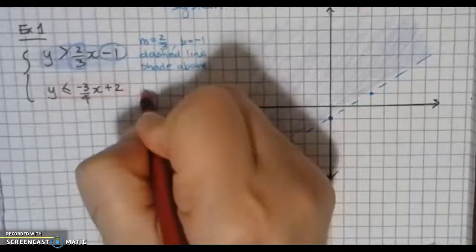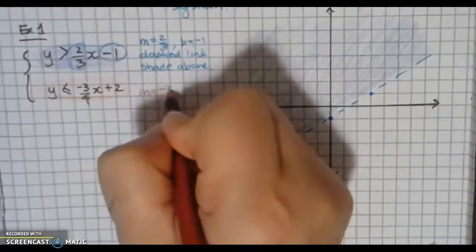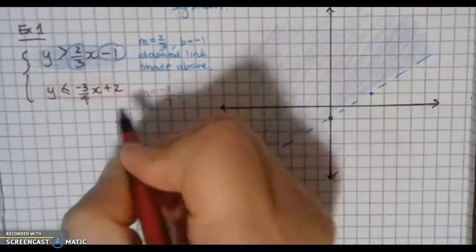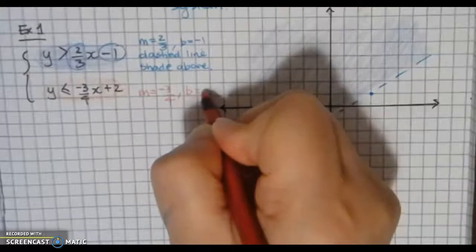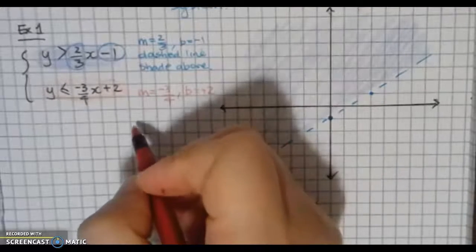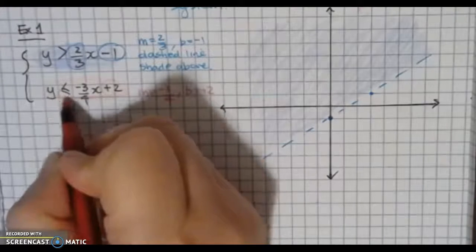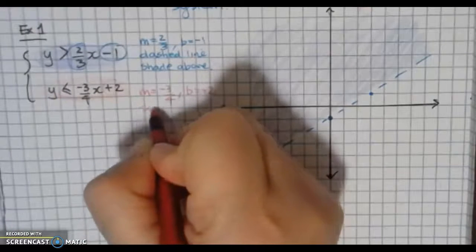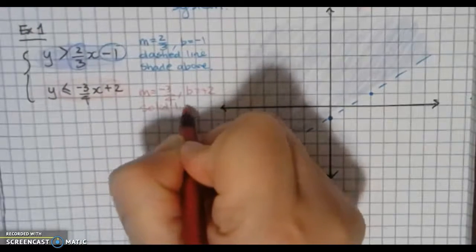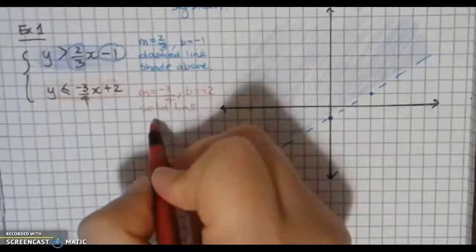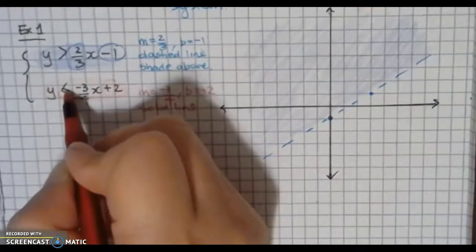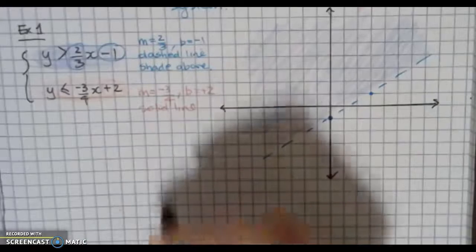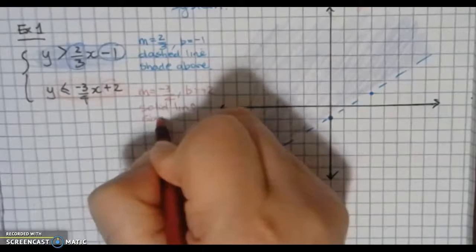Okay? Alright, now let's do the same thing for my red inequality. What is the slope? The slope this time is -3 over 4. What is the y-intercept? It's the positive 2. Is it going to be a solid line or a dashed line? The equal sign tells me it's going to be a solid line. Are we going to shade above or below? Y is less than or equal to, which means we want to go smaller, so it's going to be shade below.